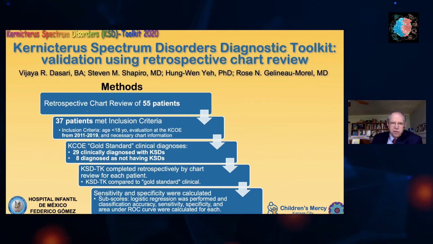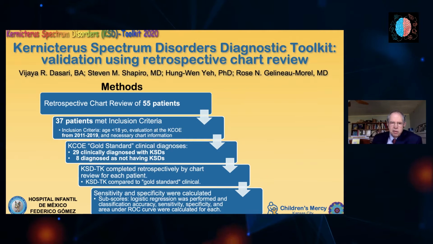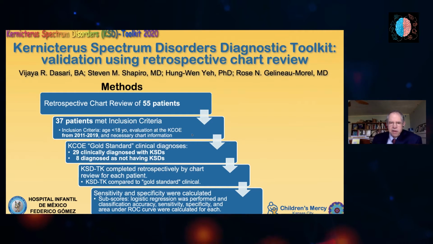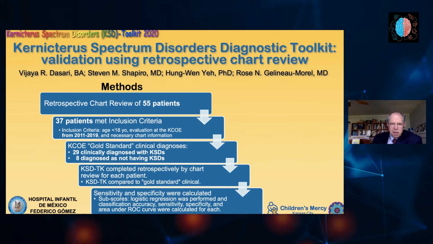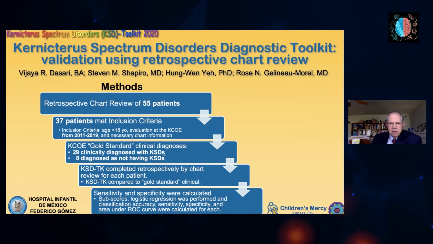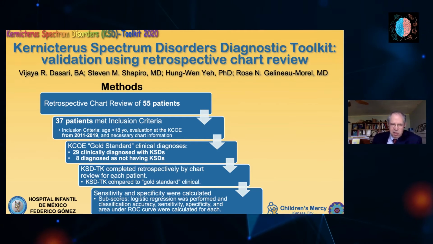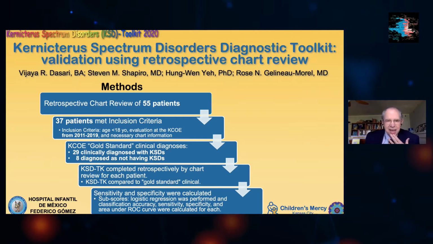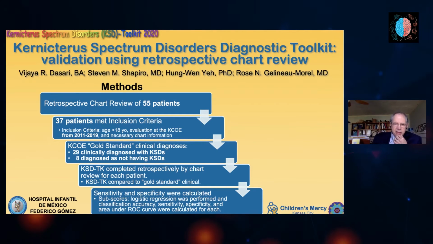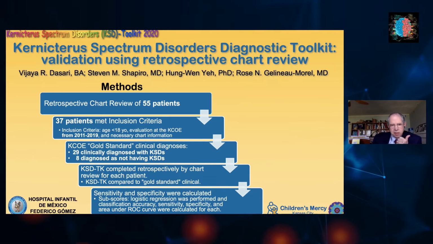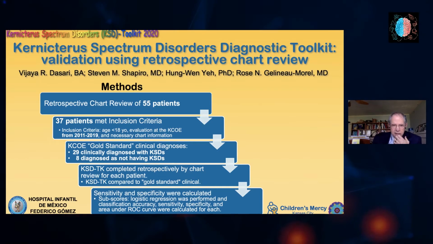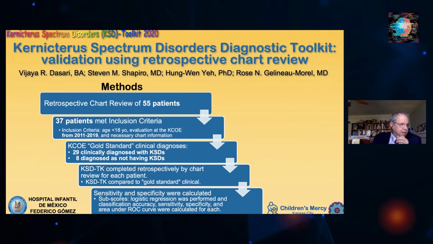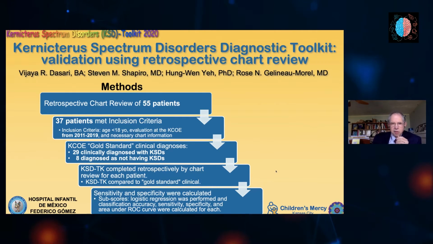So here's the methods. We reviewed 55 patients, but 37 of them met inclusion criteria, which means they were of the age less than 18. They were evaluated at our center between 2011 and 2019 and had the necessary chart information. Of those 37, 29 were clinically diagnosed as having kernicterus with a kernicterus spectrum disorder. 8 were diagnosed as not having kernicterus. So one of us, the medical student, completely reviewed the chart retrospectively for each patient and filled out this kernicterus toolkit, and then compared that to the gold standard of what was the diagnosis. And we then looked at sensitivity and specificity by various methods. So here are the results.